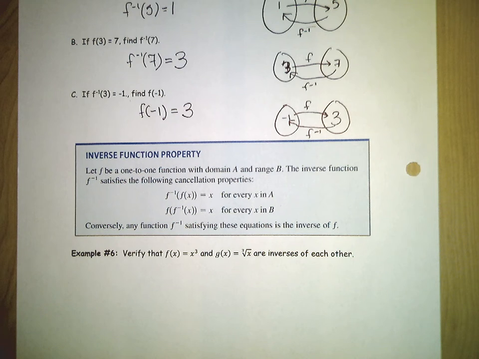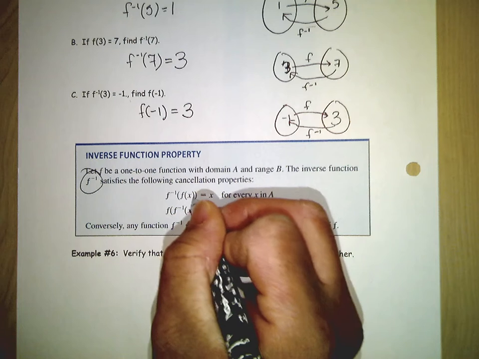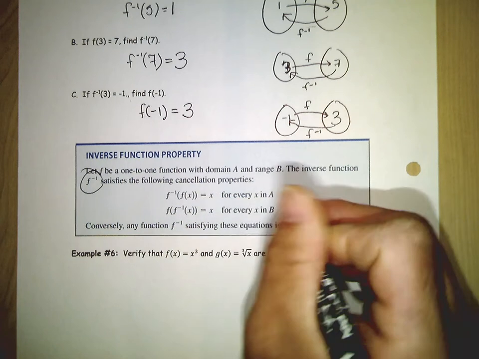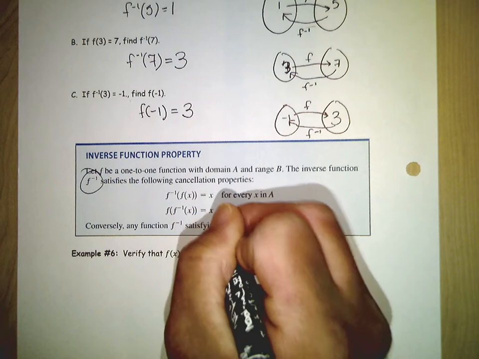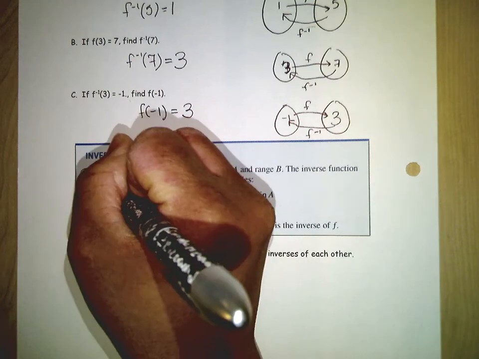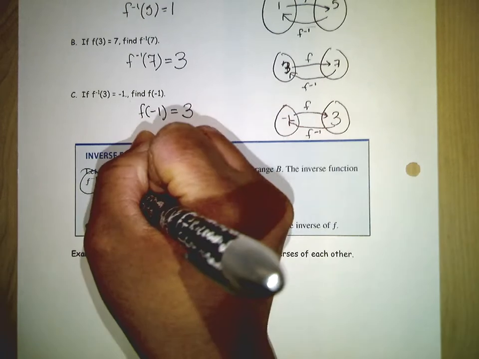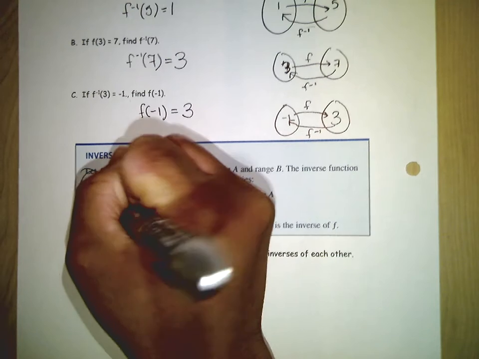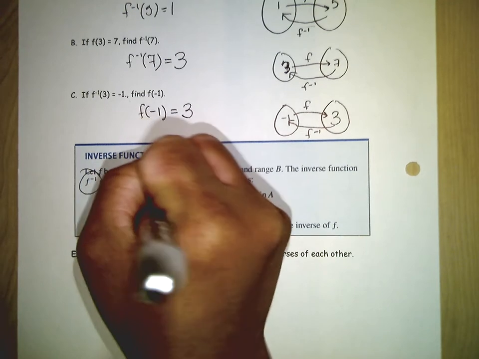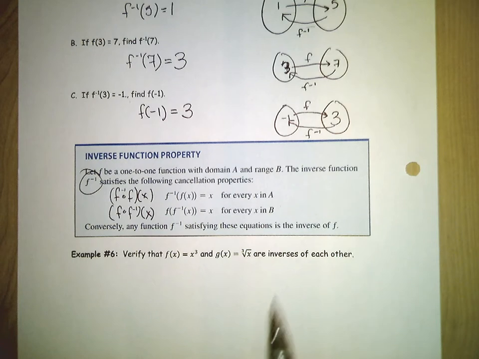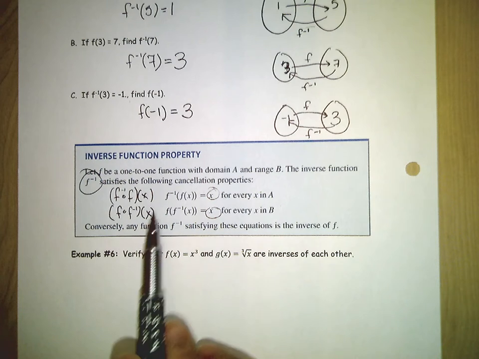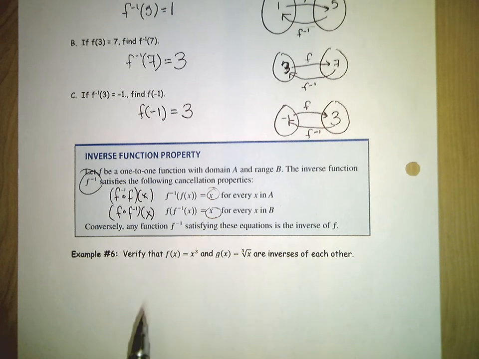The inverse function f inverse, again written with the -1 symbol, satisfies the following cancellation properties. f inverse of f of x equals x for every x in A, and f of f inverse of x equals x for every x in B. So again, this is another way of writing f inverse of f of x, and f of f inverse of x. But again, if these both equal x, then f and f inverse are indeed inverses of each other.